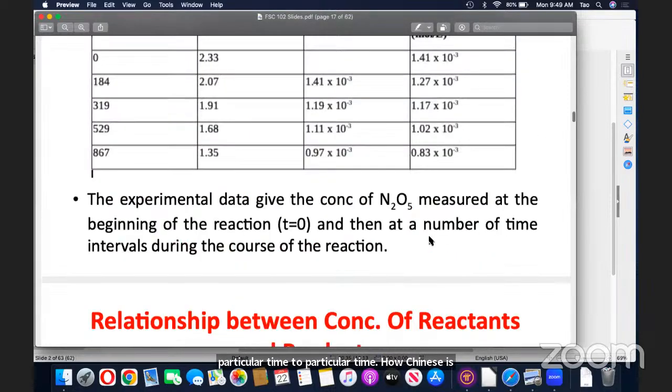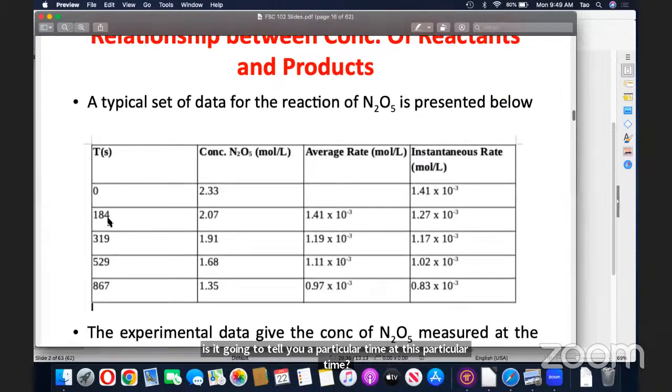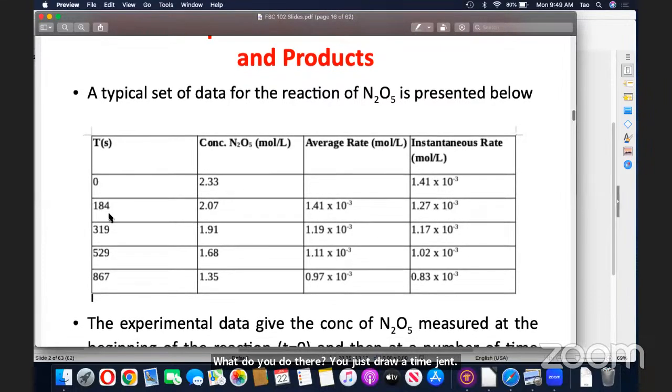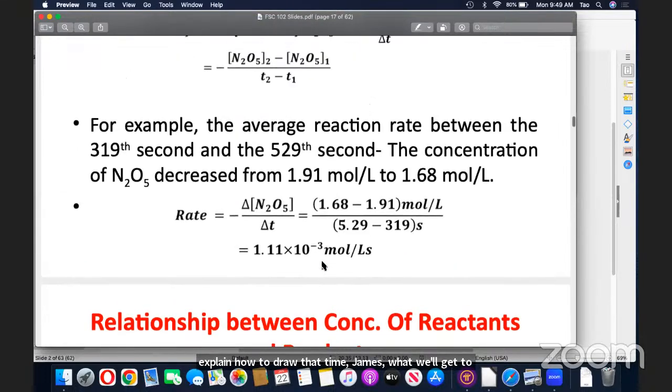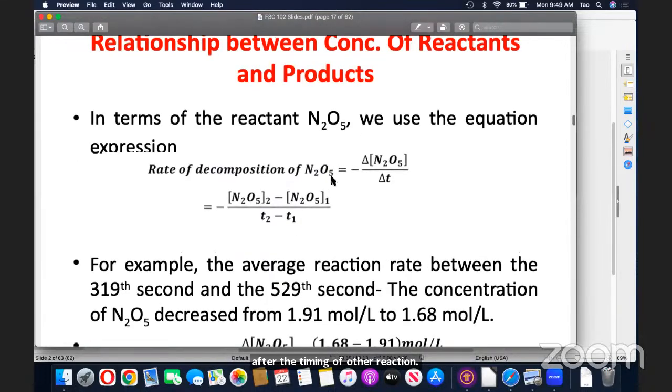At this particular time, it can be at 184 seconds. What is the rate of reaction at 184 seconds? What do you do there? You just draw a tangent. We'll explain how to draw that tangent when we get to how to determine order of reaction. But the formula is still the same. You're still going to be subtracting the original, but those ones are much more imaginary. They're not the kind of value you generated yourself. You're going to be looking for them on your chart.